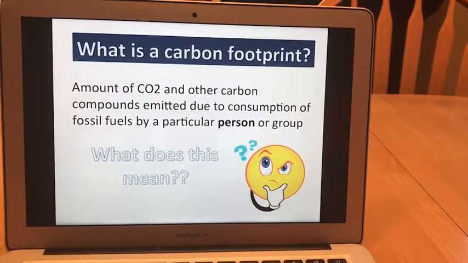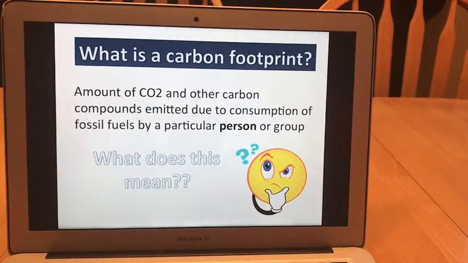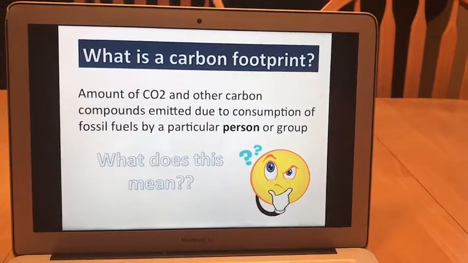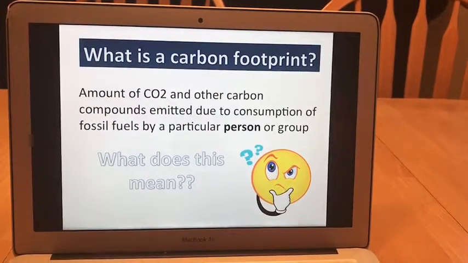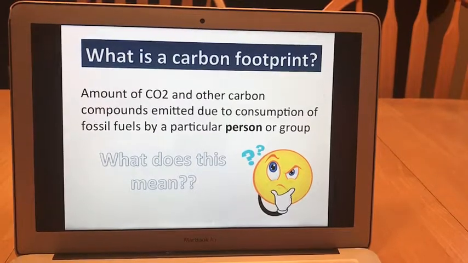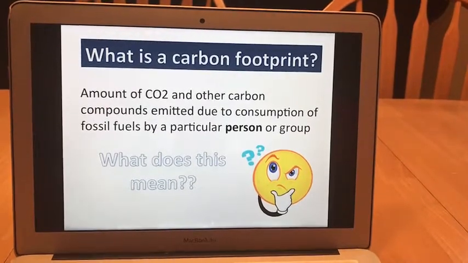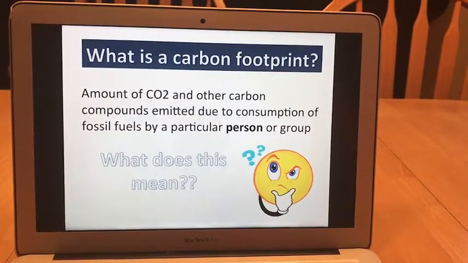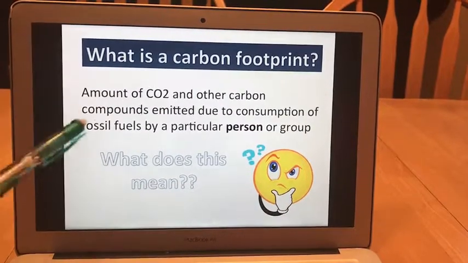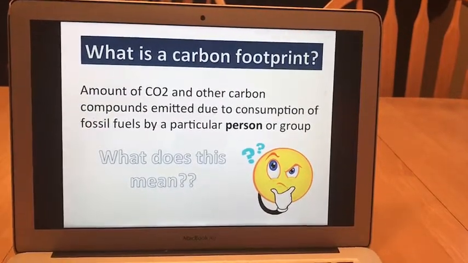What does that mean? The burning of fossil fuels is what helps us create electricity and energy that we use every single day in our houses. So when we use electricity, we are consuming fossil fuels, which is then adding carbon to the atmosphere.